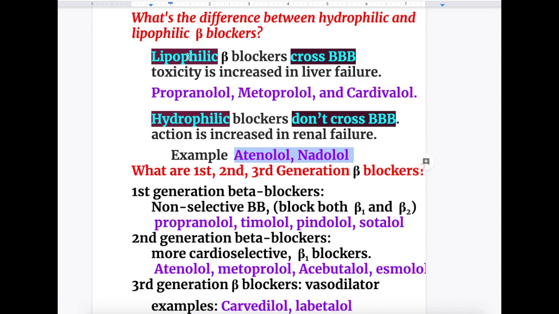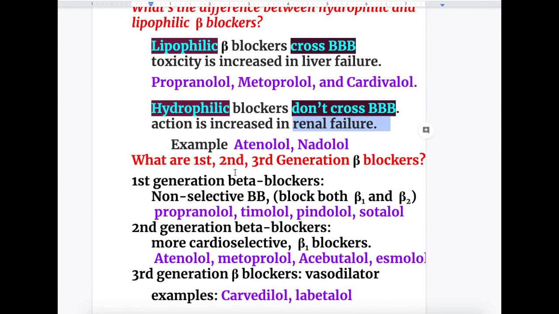So lipophilic blockers cross the blood-brain barrier and toxicity is increased in liver failure, whereas hydrophilic blockers don't cross the blood-brain barrier and the toxicity is increased in renal failure. What are first, second, and third generation beta blockers? First generation beta blockers are non-selective beta blockers. They block both beta 1 and beta 2 receptors.